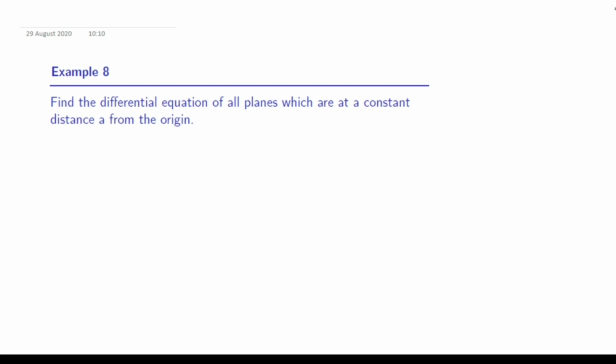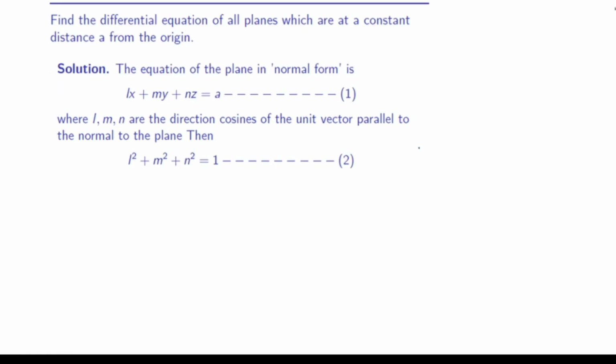Now let us solve this problem. Find the differential equation of all planes which are at a constant distance from the origin. To solve this, we'll take the equation of the plane in normal form, which is Lx + My + nz = a, where L, M, N are arbitrary constants which are the direction cosines of the unit vector parallel to the normal to the plane. Also, we know that L² + M² + N² = 1.